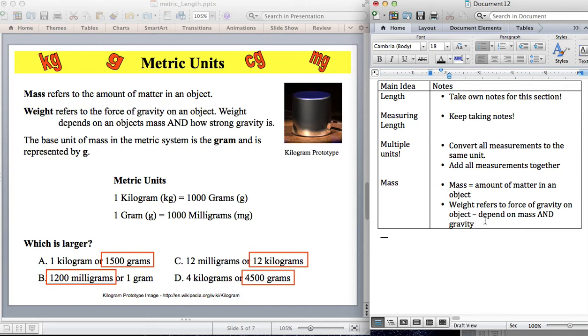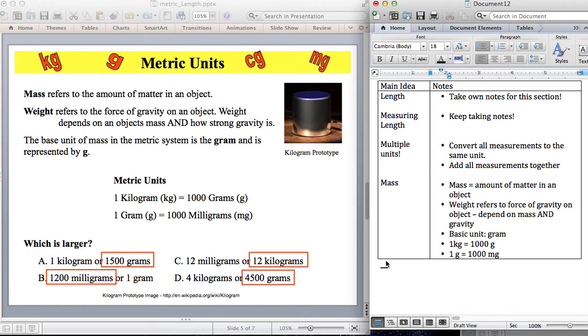All right, our basic unit is the gram, represented by g. And some key conversions. 1 kilogram is equal to 1,000 grams. And another important one is that 1 gram is equal to 1,000 milligrams. These are the most common units we'll use in mass: kilograms, grams, milligrams. We don't really use centigrams or hectograms that much.